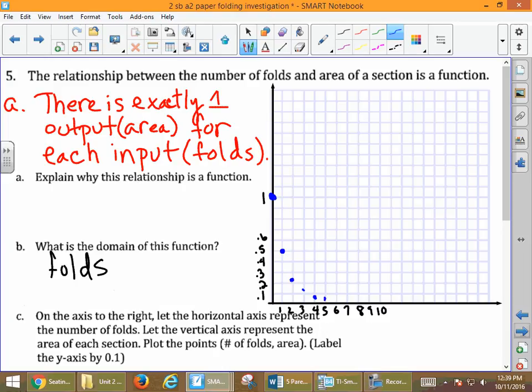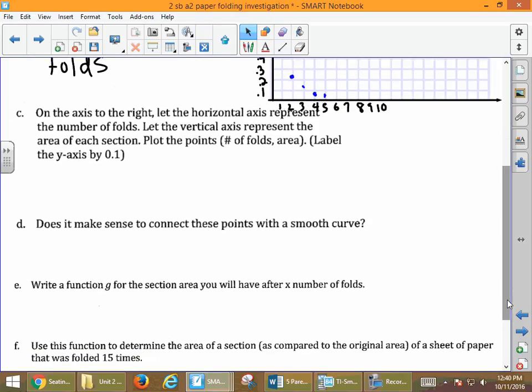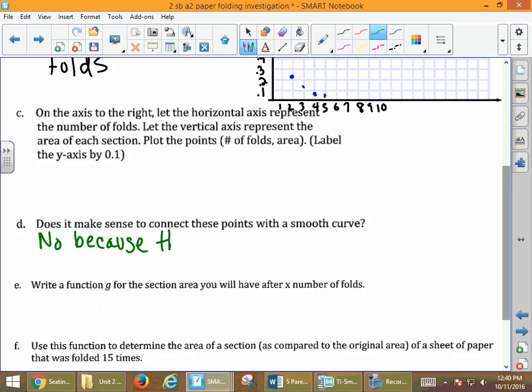And do we want to connect these values? We're comparing folds and area. Do we ever have a partial area? We don't ever have a partial area. So once again, no. Because there are no partial areas.